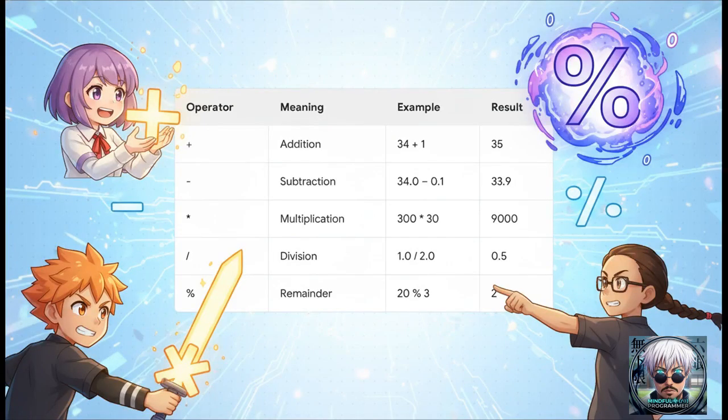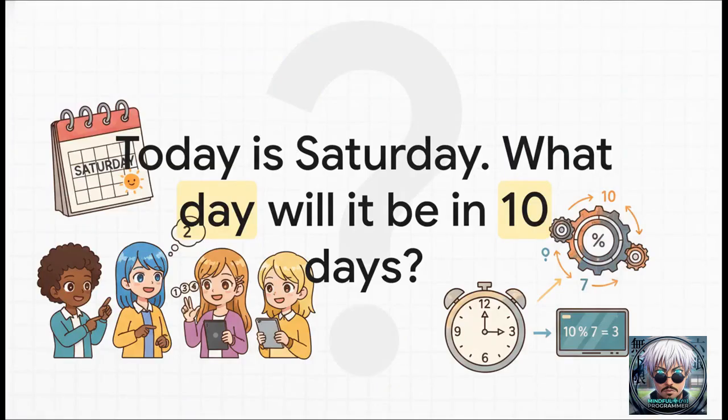Now, most of these are going to look super familiar. You've got your plus, minus, multiplication, which is that little asterisk, and division. But I want you to look at that last one, the percent sign. This thing is kind of like a programmer's secret weapon. It's called the remainder operator, and it is way more useful than it looks. Let me show you why this is so cool with a real-world problem.